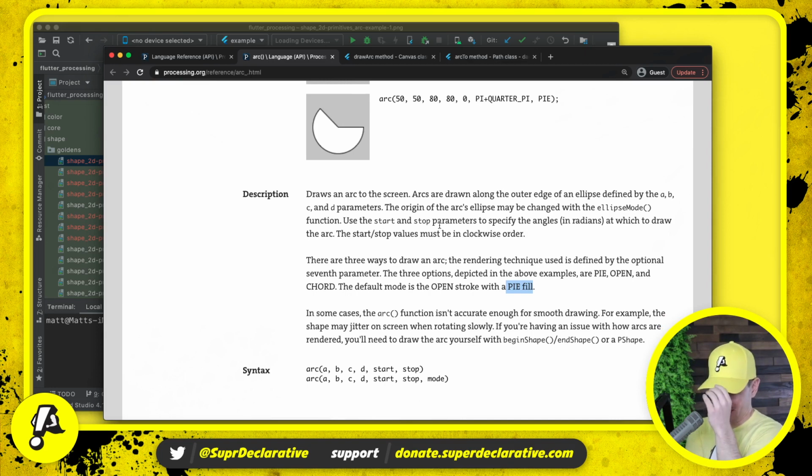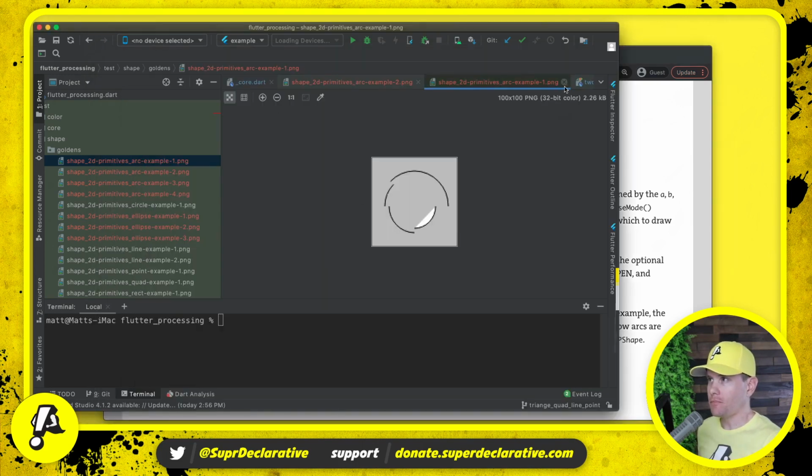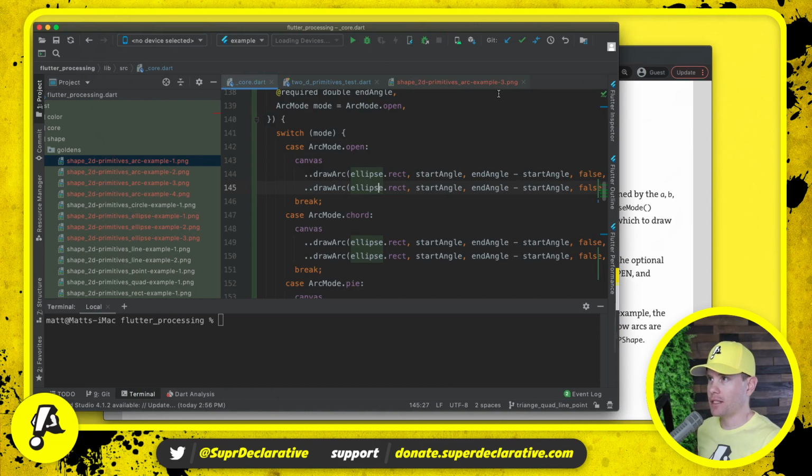Which means that the default is none of the actual values. The default is not pie or open or chord. There's a special mode, which is default. Okay. Well, one issue at a time. Let's go deal with this default situation.